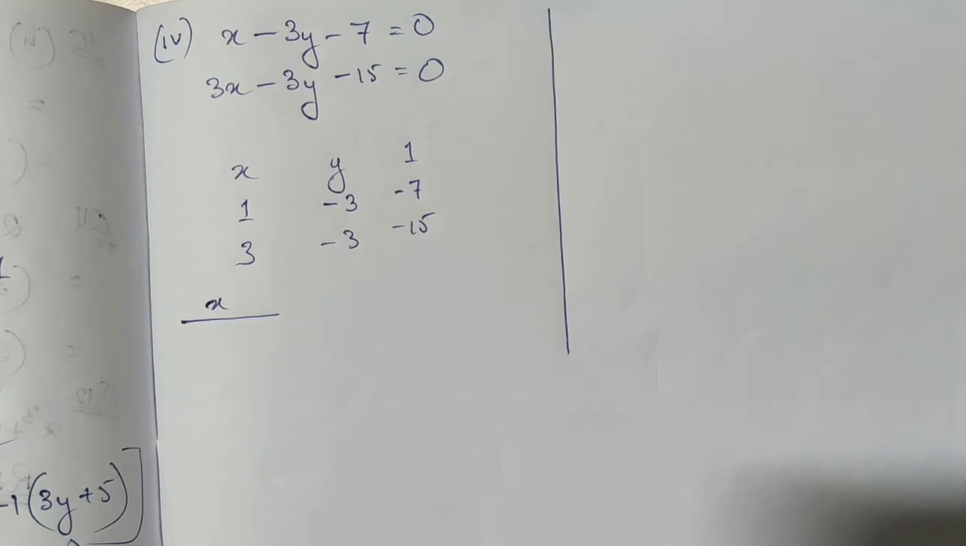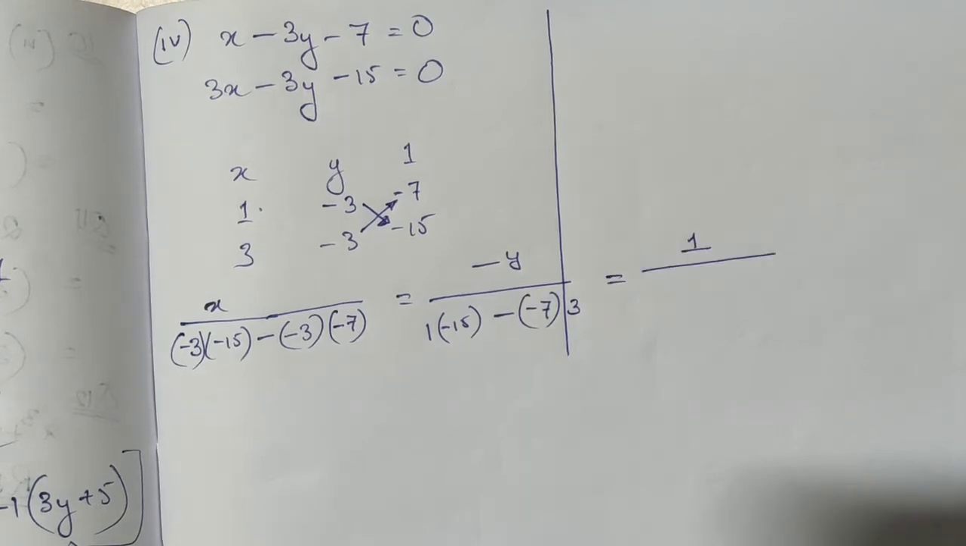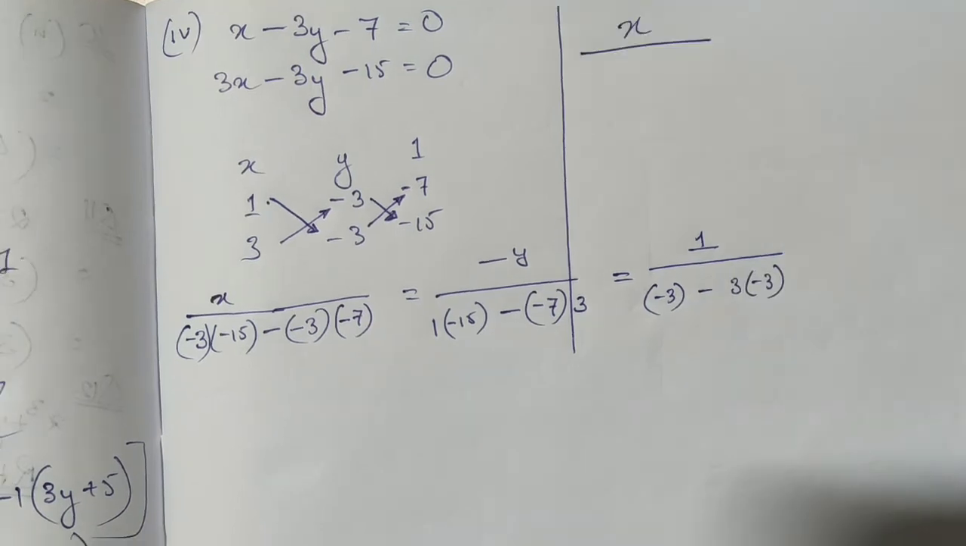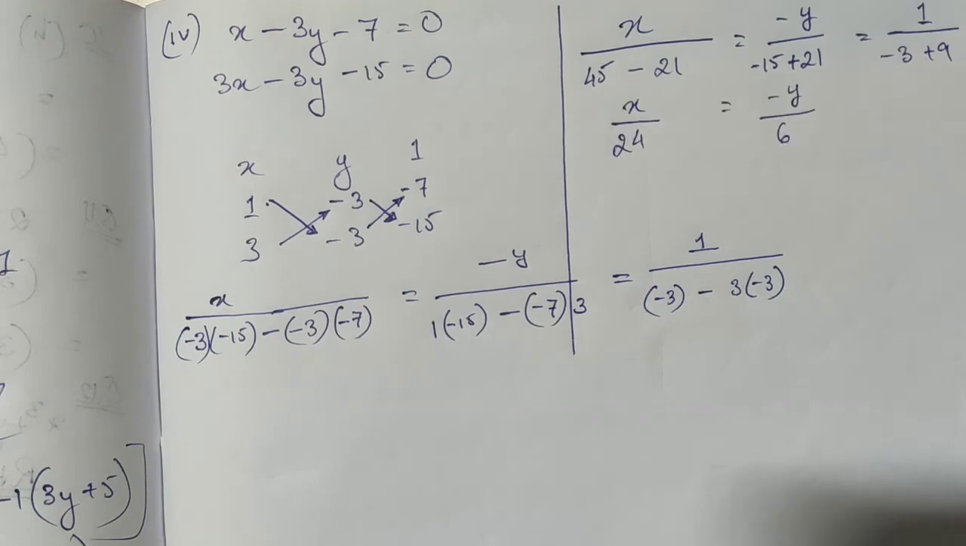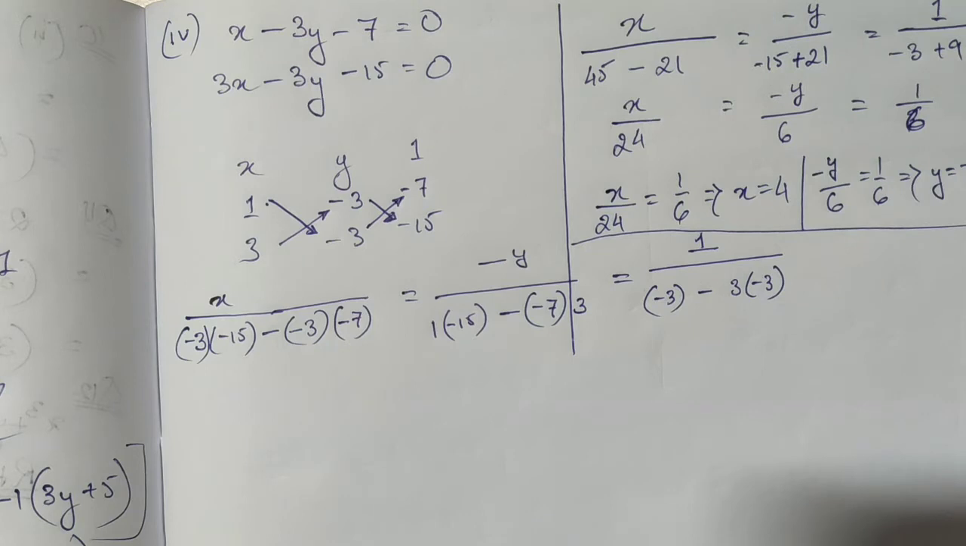Okay, now as I have told you, the denominator of x will be calculated with this direction. So this will be the denominator of x, and y should be negative, remember? Then apply the same orientation, we will get this. Okay, again for 1. Understood? So I'll be doing the calculation there. So x is equal to 4 and y will be equal to -1.